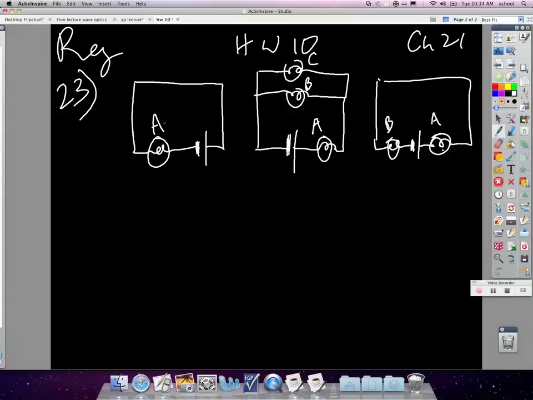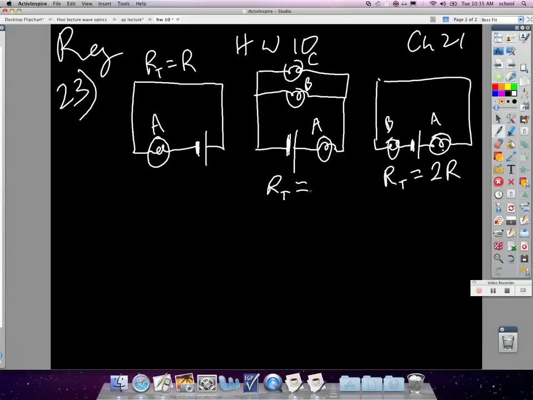Okay, if we look at this first one, did they say all the bulbs are identical? Yeah. Okay. So what is this total resistance? 2R, because they're both in series, so just add them. Over here, the resistance is R plus R over 2, so it's 3/2 R.